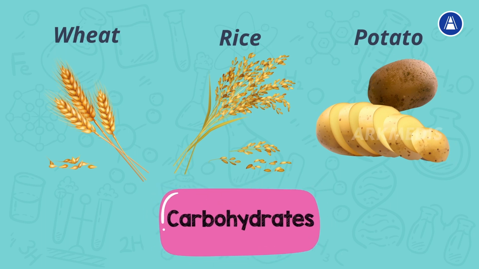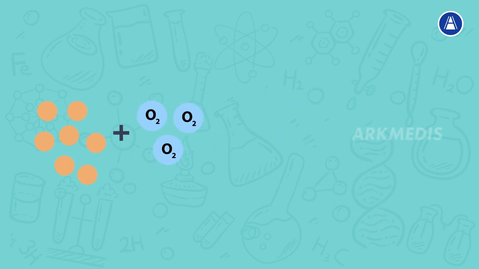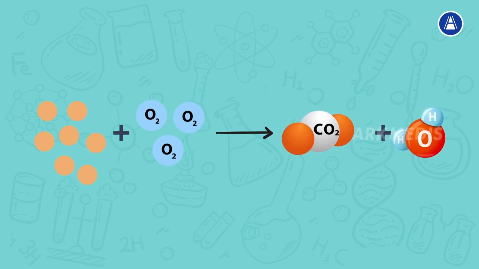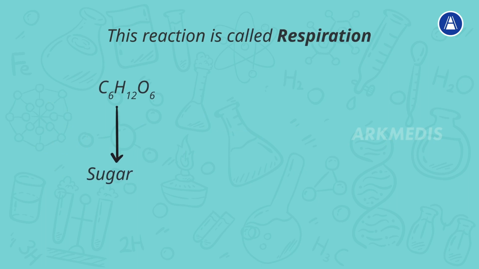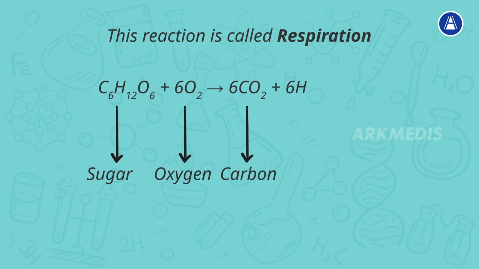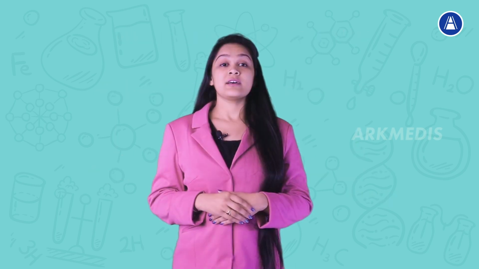All contain carbohydrates. These carbohydrates are broken down into simpler substances called glucose. Glucose on combustion with oxygen gives CO2 and H2O and evolves heat. This reaction is called respiration. Here's the reaction: C6H12O6 plus 6O2 give rise to 6CO2 plus 6H2O plus ATP.